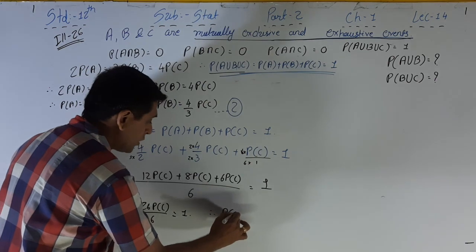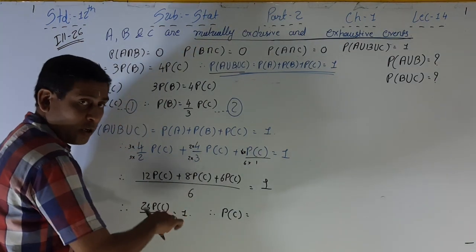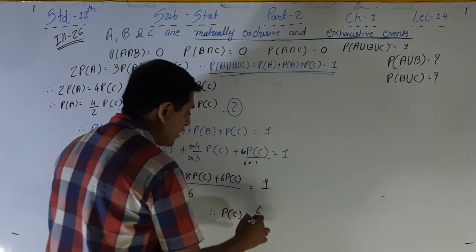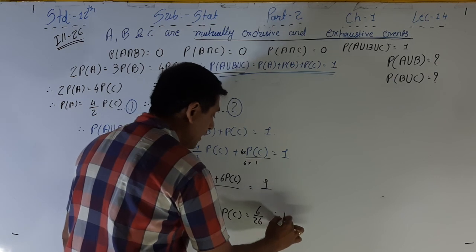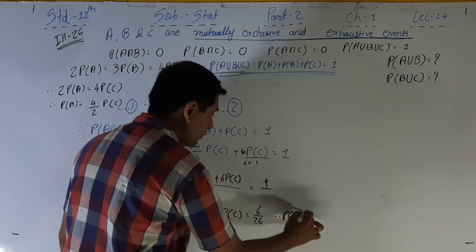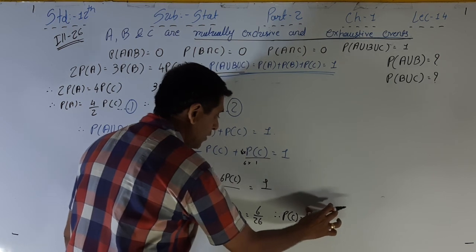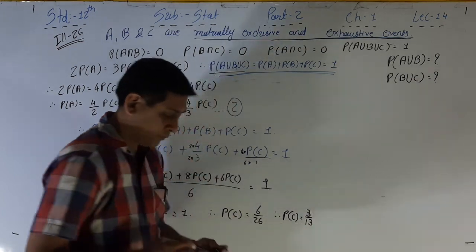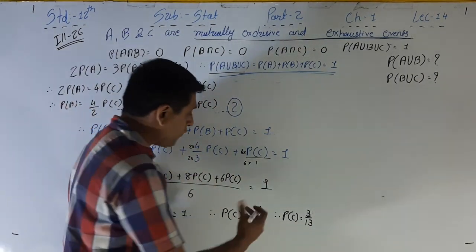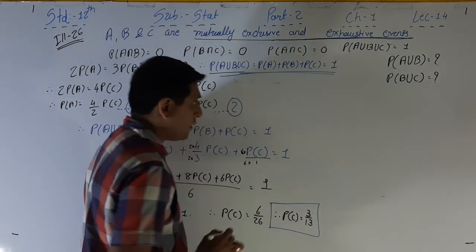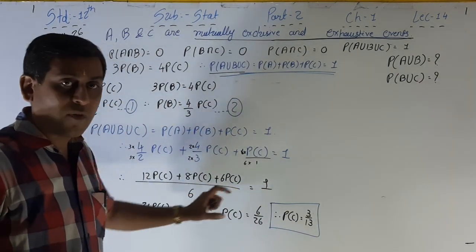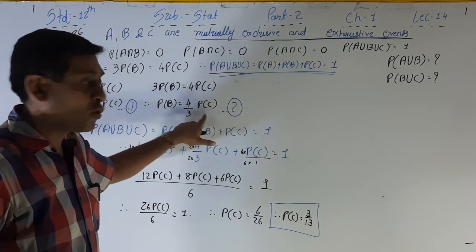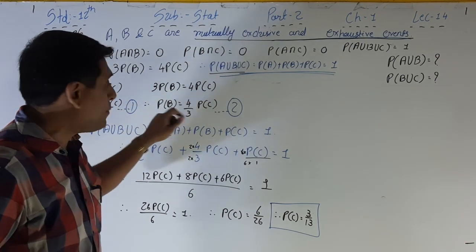Therefore, P of C is equal to, here we are transferring to the opposite side, 6 divided by 26. So cancel that 2. That's why here we can say P of C is equal to 3 by 13. One value we have found out. Now put this value into equation number 1 and equation number 2. On the basis of this we can find out P of A and P of B also.